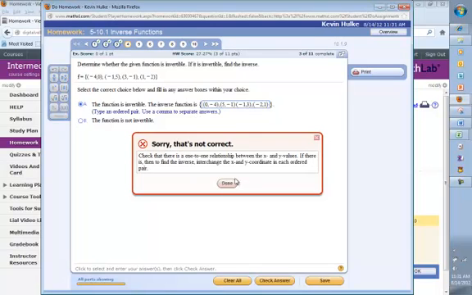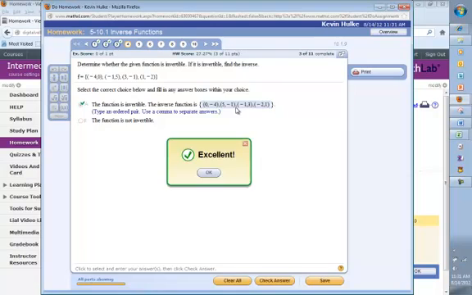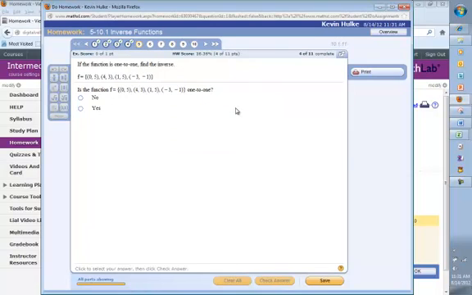What did I do wrong? Oh. -4, 0, -1, 5, -1, 3, -2, 1. Maybe I didn't. Oh, I didn't put a comma here. And you got to be very careful here, huh?